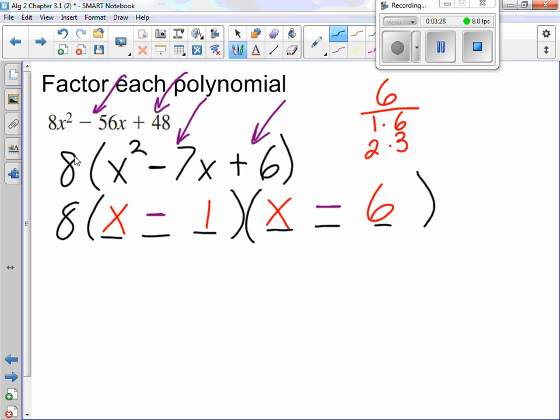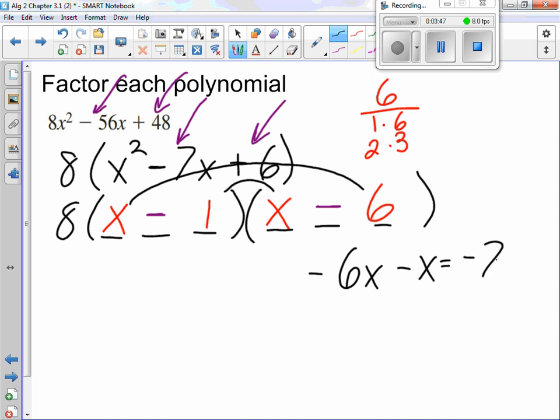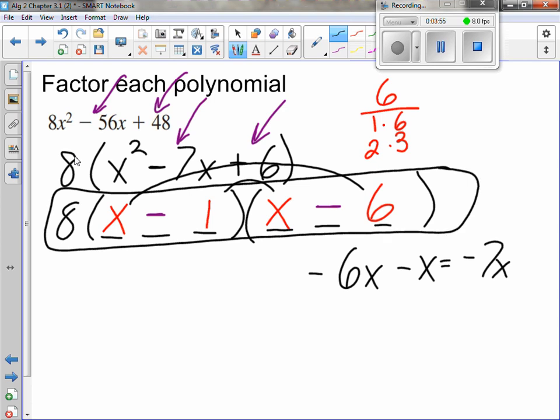And the last step is checking, so we would do outer two and inner two. x times negative 6 will be negative 6x. Negative 1 times x is negative x. And negative 6x minus x would be negative 7x. Is that what we wanted? So this here is the correct answer. This is what we want. This is the answer that we need.